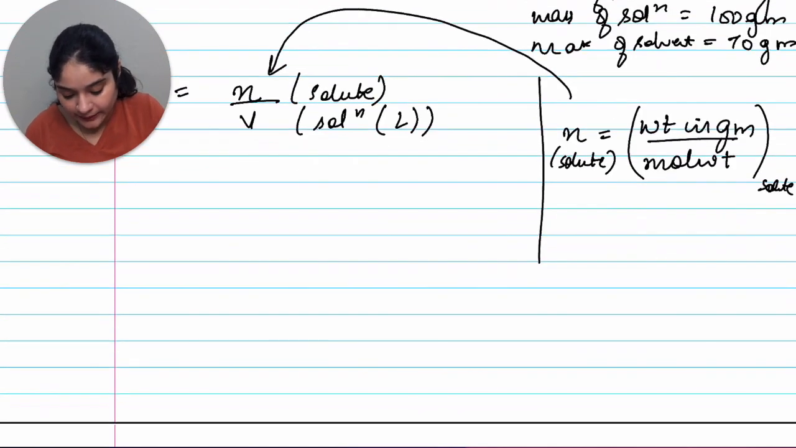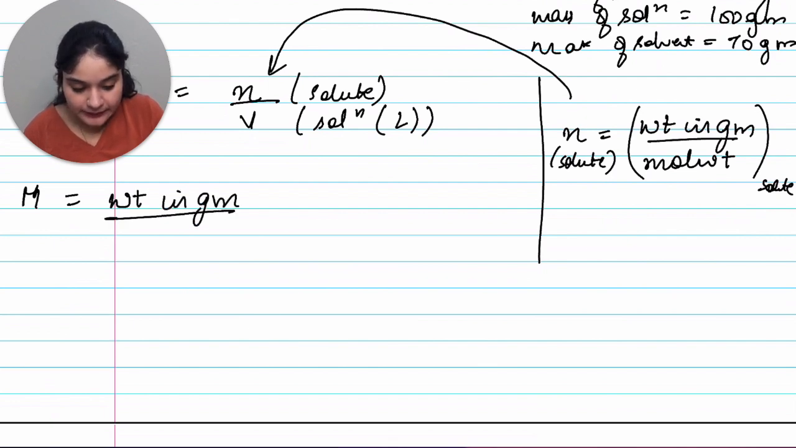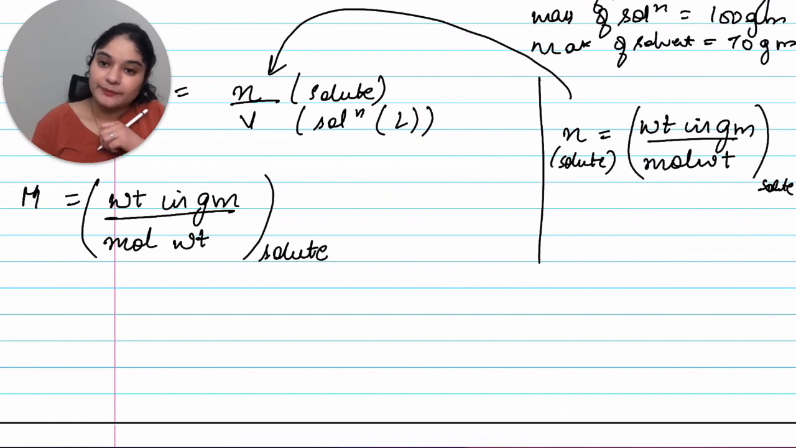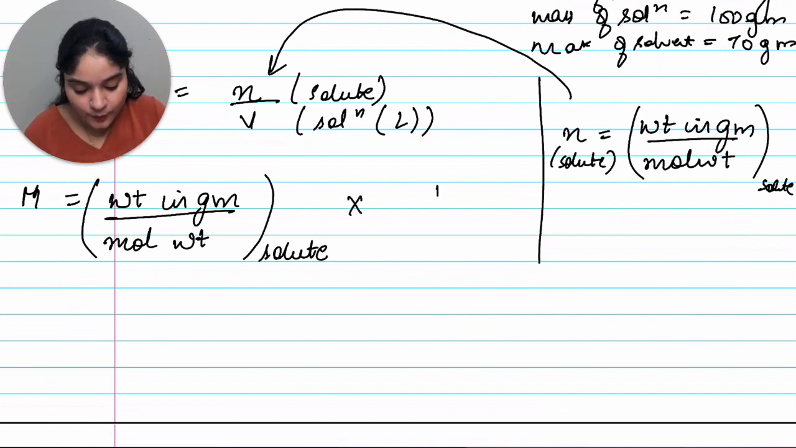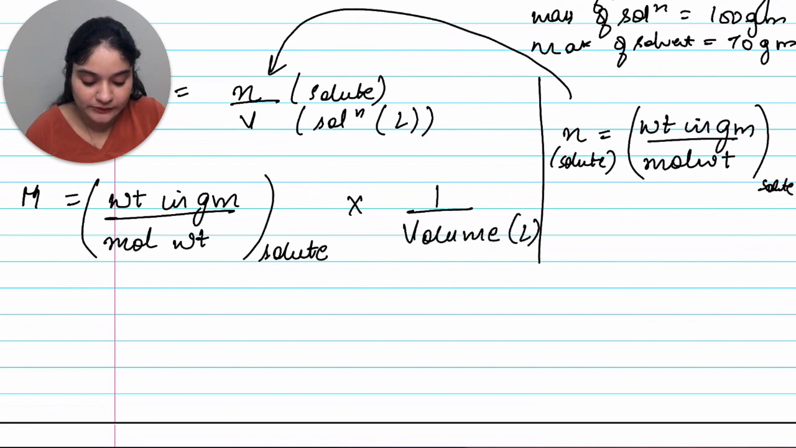So let me write that. So M equals weight in grams divided by molecular weight of solute, times 1 upon volume, and this volume is in liters and this volume is of solution.